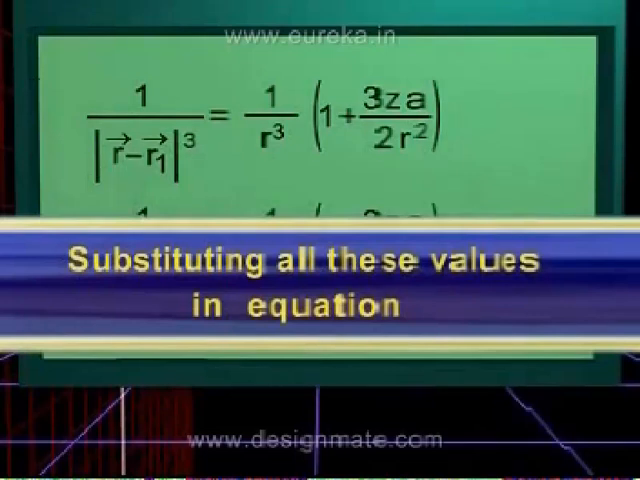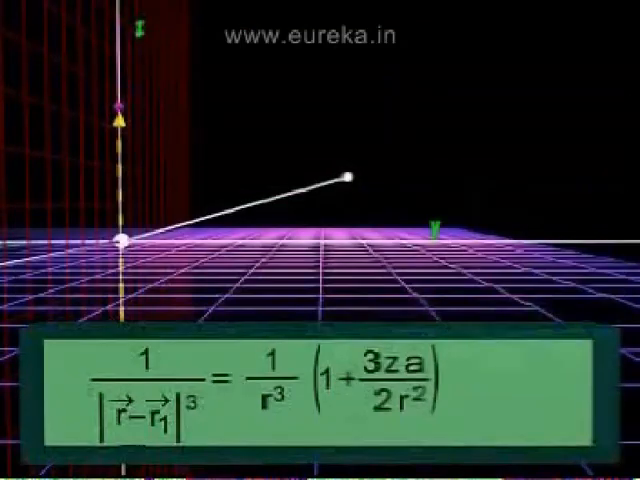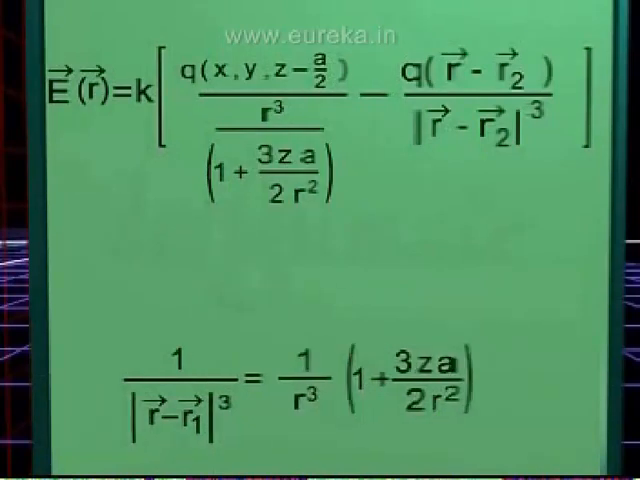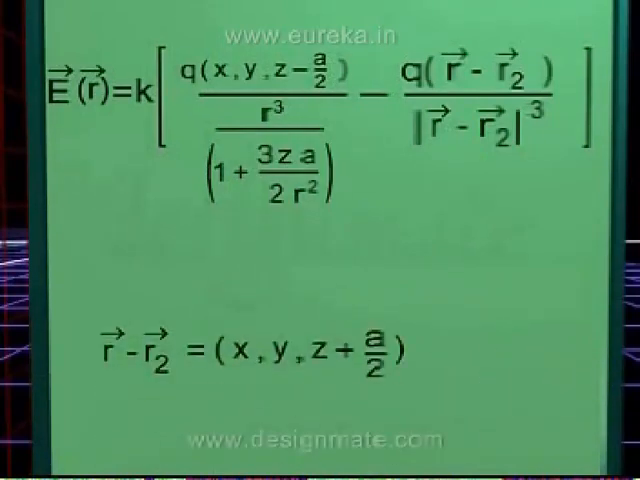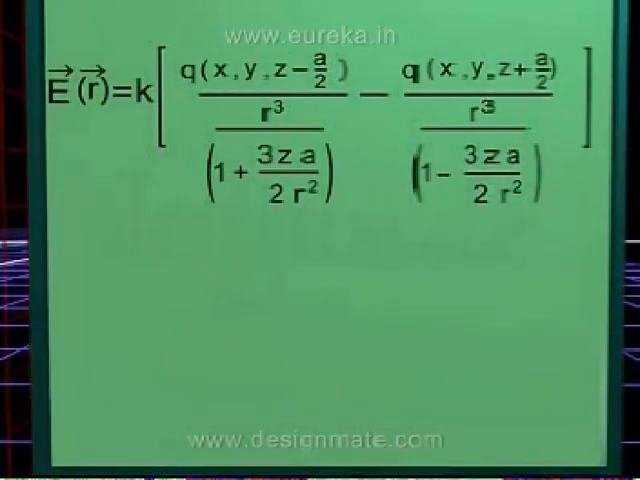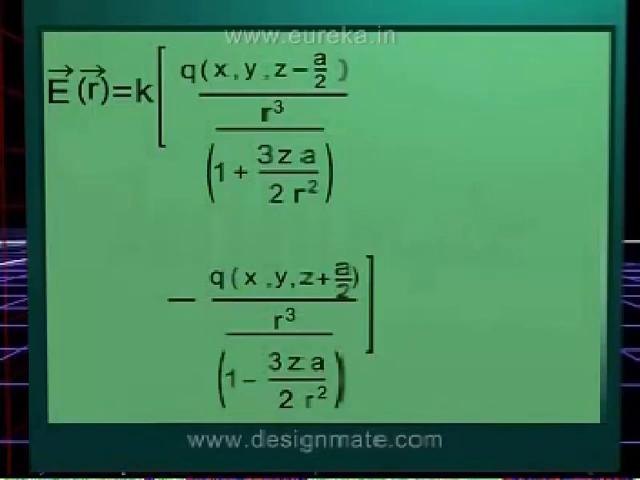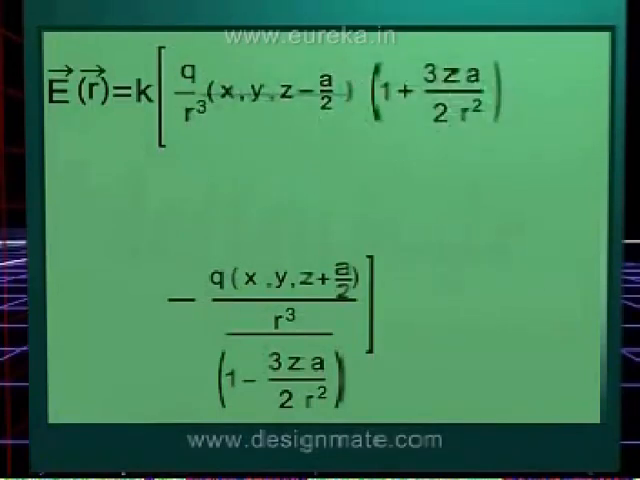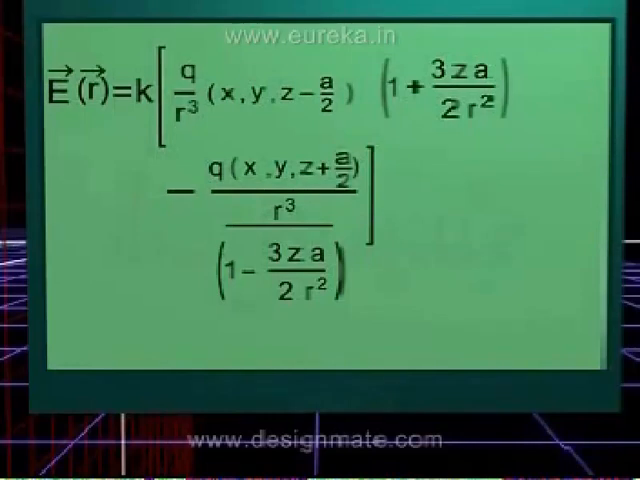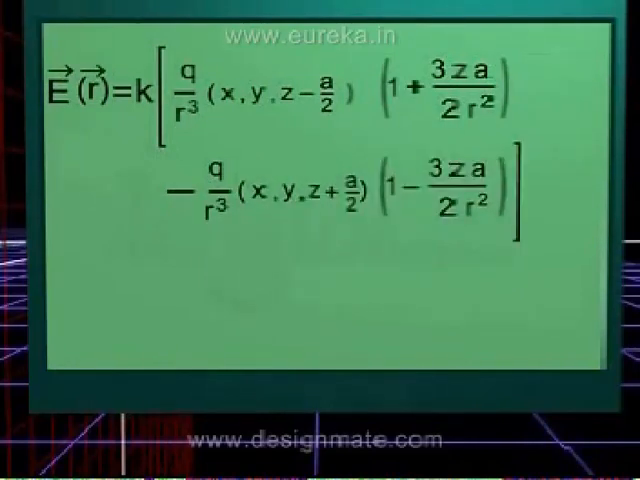Substituting all these values in the equation, vector E(vector r) is equal to k into q upon r cube into (x, y, z minus a/2) into (1 plus 3za upon 2r square), minus q upon r cube into (x, y, z plus a/2) into (1 minus 3za upon 2r square).